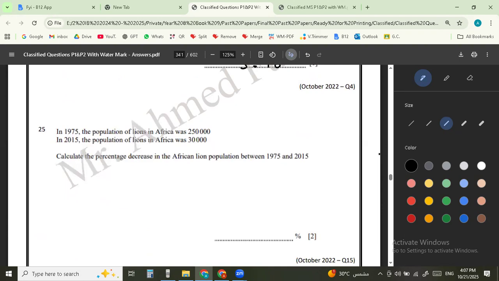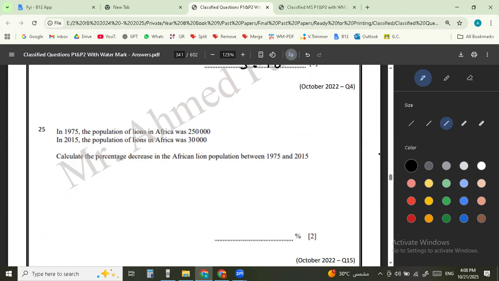In 1975, the population of lions in Africa was 250,000. But in 2015, the population became this. In Africa, the population of lions was 30,000. It got reduced a lot. Calculate the percentage decrease. How can I calculate it, Mr.?